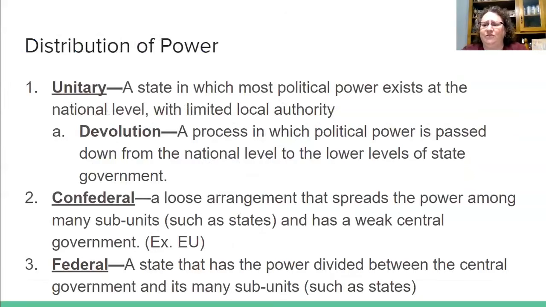All right, so here's where we left off yesterday. We're talking about a country, a state, has a choice. How do they want to distribute their power? And you basically have three options. You can be a unitary state, a confederal state, or a federal state.